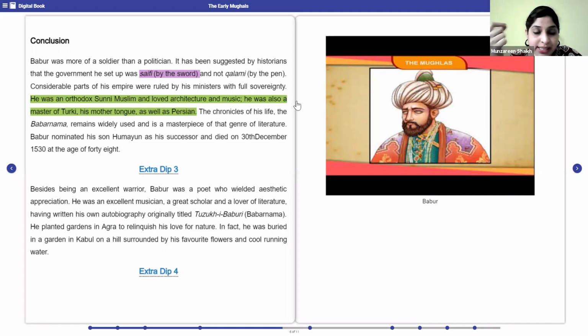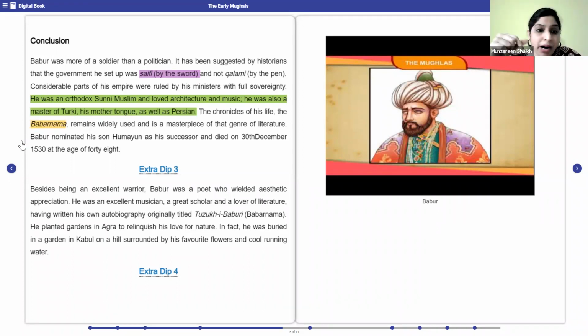Okay, and this is very important. The name which we will study now is called the Baburnama. Please underline. The chronicles of his life, that is the Baburnama, remain widely used and are a masterpiece of that genre of literature. So Babur has what? Baburnama. From the word itself, it will give you a hint to remember. He had written the Baburnama, which was very famous.